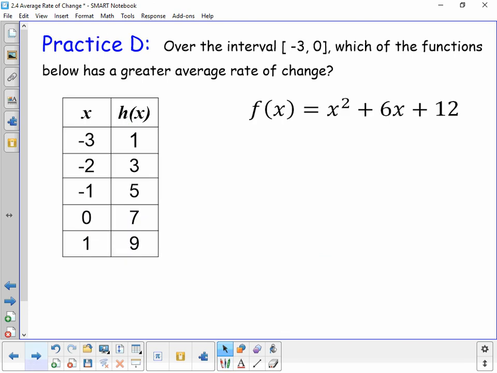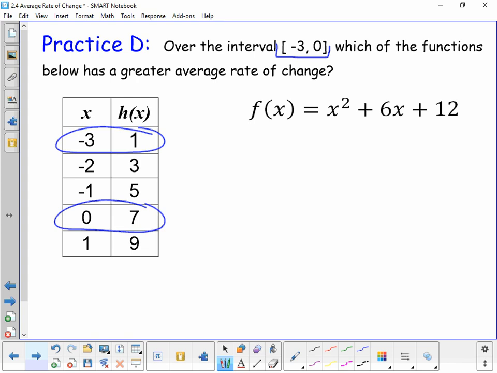Okay, one last one to practice. We're looking at the interval from -3 to 0. I want to know which of the functions has a greater average rate of change. So for function h of x, for the interval from -3 to 0, the average rate of change would be 7 minus 1 over 0 minus -3. That's 6 over 3, which reduces to 2.